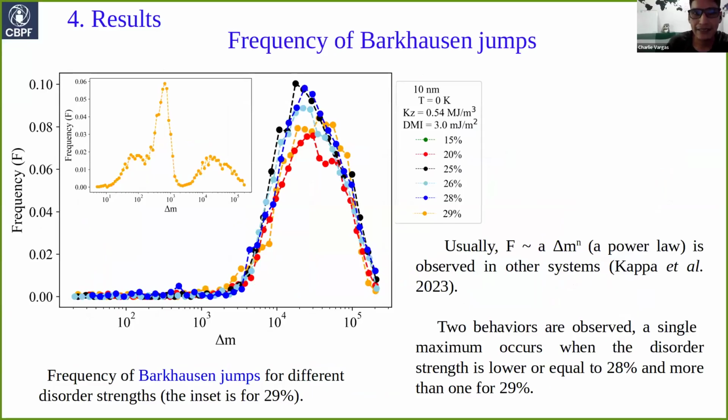Finally, by analyzing the last results, we create this graph of the frequency of the Barkhausen jumps. Here, every color represents different disorder strengths. And typically in the literature, other disorder systems show a power law distribution described by this equation. But in our case, we are observing two behaviors.